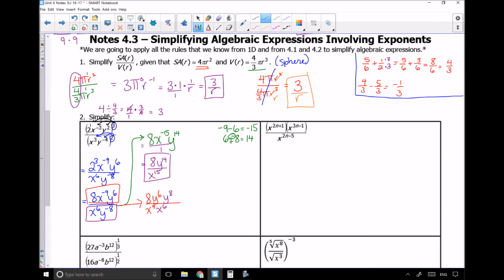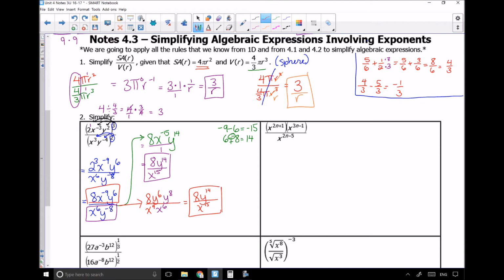Okay, now that I've done that, I can just multiply anything that has like bases. So the 8 stays the same. There are 2 y bases here, so I can multiply these guys together. And when I multiply, I add my exponents, and 6 plus 8 is 14. That's what I got up here. And then down here, I have same bases, and I'm multiplying, so I can add my exponents, and I get 15 in my numerator, or sorry, my denominator. So either way, I'll get the same answer.